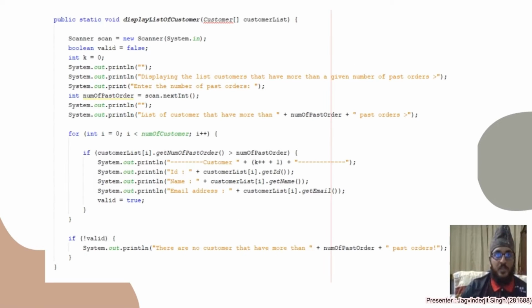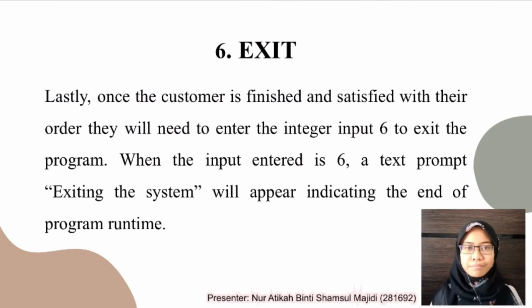So let's see the coding. This is the coding. Display the list of customers that have more than a given number of past orders. We can enter the number of past orders, like I said, 1, 2, 3, 4 and so on. In the input and the output, it will list down all the customers. Here we can see the ID, the name and also the email address. Like I said, it will display only the customer ID, name and email address. That's all for me. Thank you.